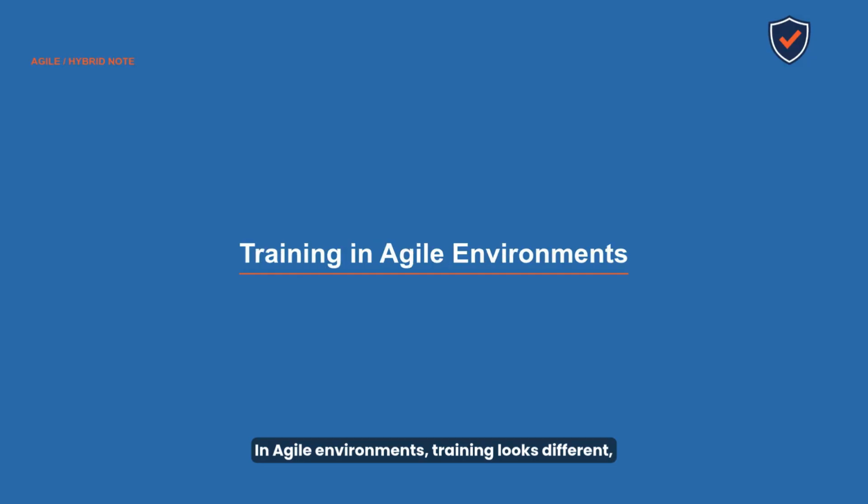In Agile environments, training looks different, and this is tested on the exam. Agile teams are expected to be cross-functional, meaning team members can contribute across disciplines. When a skill gap is identified, the Agile response is often pair programming, cross-training, or collaborative learning within the team. Formal external training is less common in Agile. The preference is for learning by doing, supported by the team.